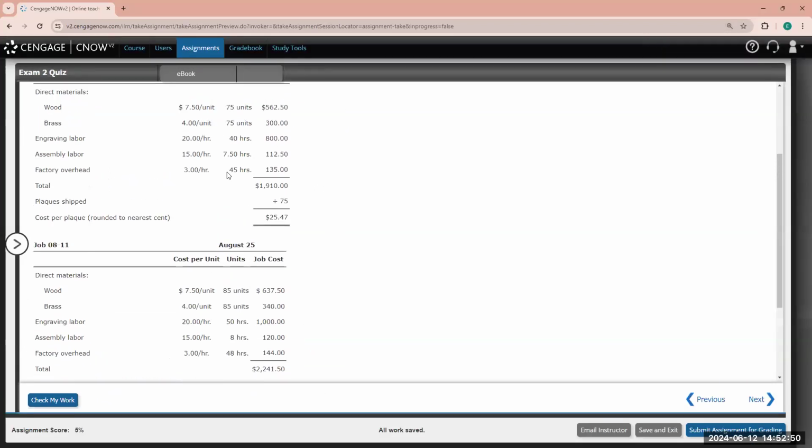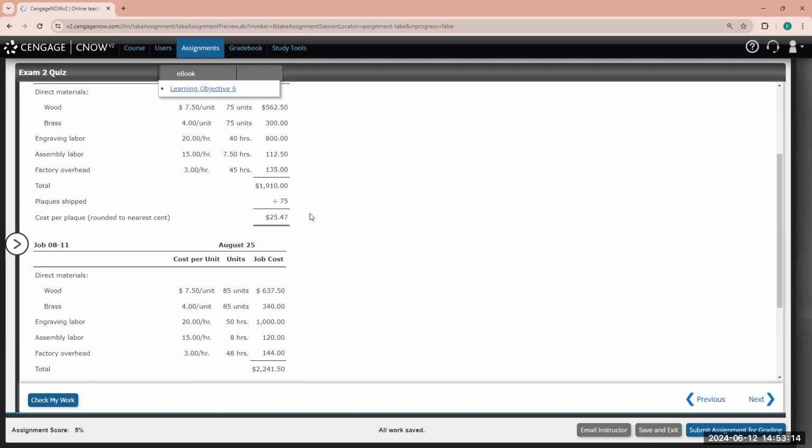We look at the information, we see the wood and the brass is $7.50 per unit. There's no change. The plaque is the same, $4 a unit. The engraving labor is the same, $20 per unit. And then we see our assembly labor is the same, $15 per unit. And our factory overhead is $3 per unit per hour, right?